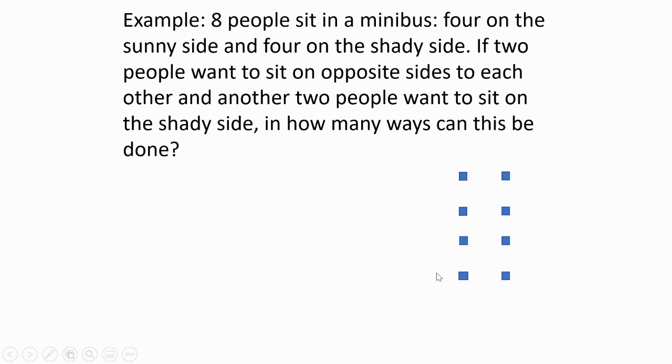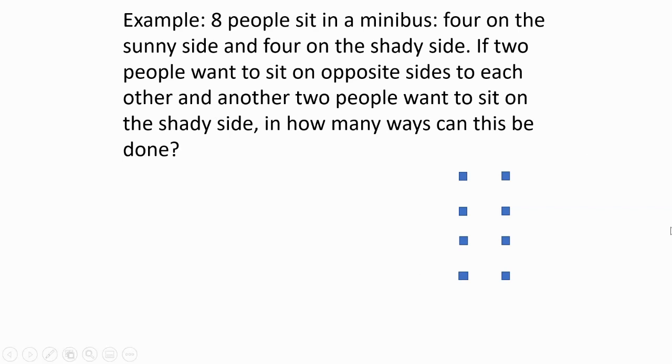Okay, so let's look at one big example. 8 people sit in a minibus, 4 on the sunny side and 4 on the shady side. If 2 people want to sit on opposite sides to each other and another 2 people want to sit on the shady side, in how many ways can this be done?